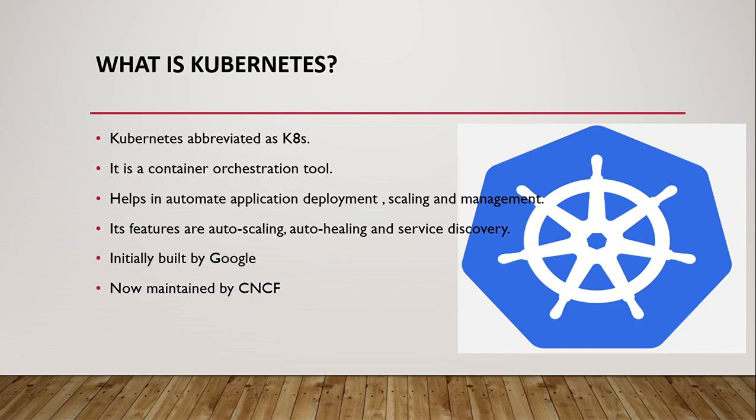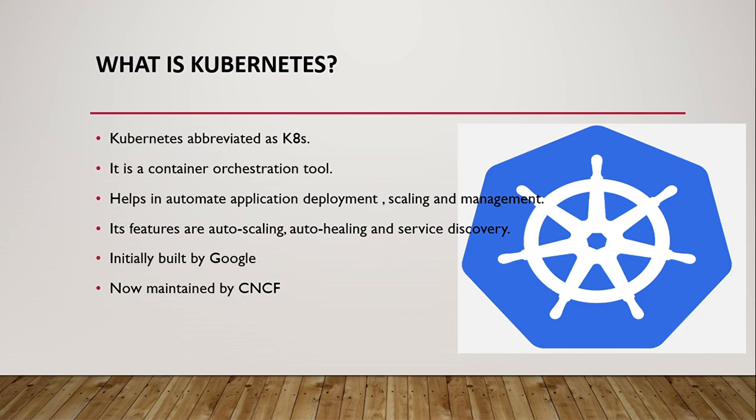In this video, we will discuss what is Kubernetes and its components. Let's start with what is Kubernetes. Kubernetes is often abbreviated as K8S. It is just the first and last letter, and in between we have 8 letters. So it is named K8S.